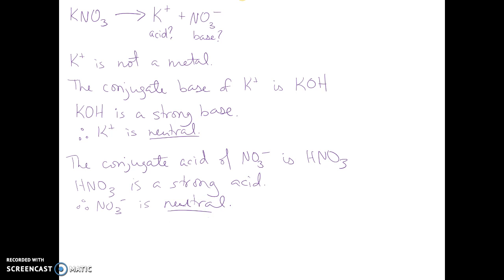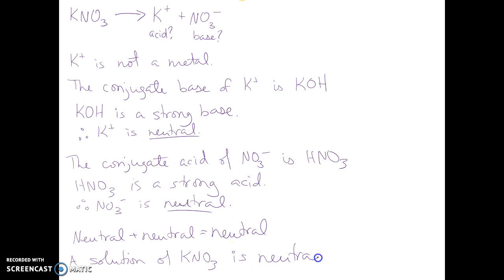Now that we have figured out whether potassium is an acid and whether nitrate is a base, we can add those together and say neutral plus neutral equals neutral. A solution of KNO3, of potassium nitrate, is neutral. It is not acidic or basic. Let's go on to our next molecule.